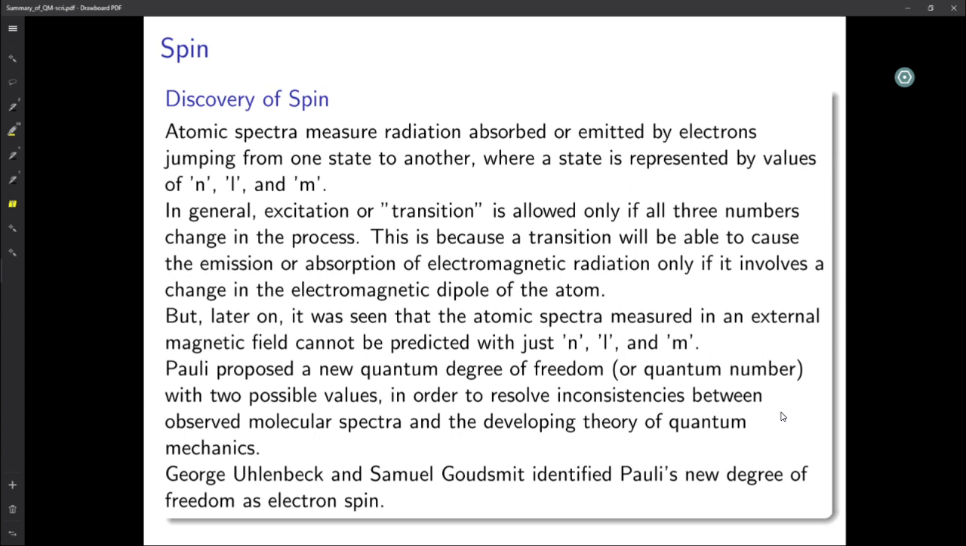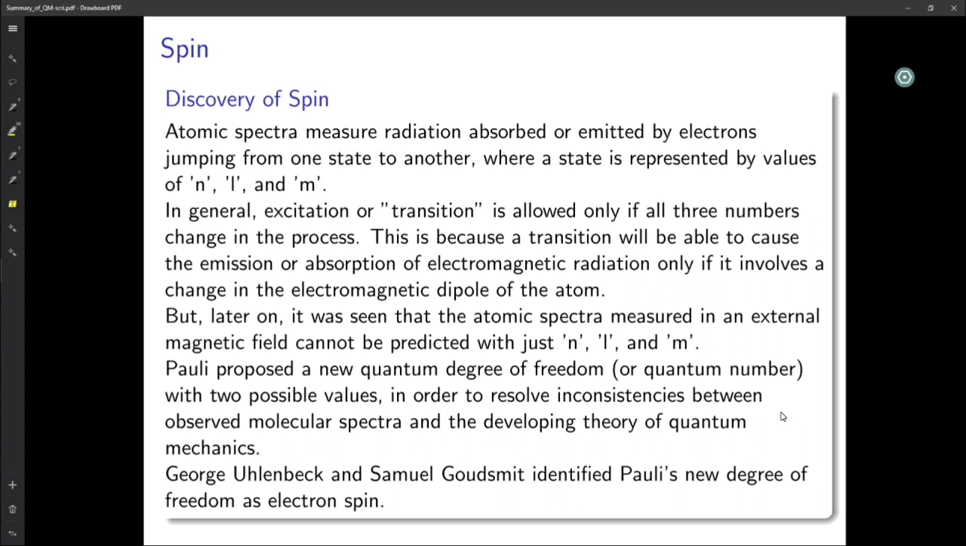So in general, a transition is only allowed if all three quantum numbers change in that process, because the transition is from a lower state to a higher state. That means all three quantum numbers of the specific electron will change when it undergoes the transition. This is because the transition will be able to cause the emission or absorption of electromagnetic radiation only if it involves a change in the electromagnetic dipole of the atom. So this is the condition for an electron to undergo transition.